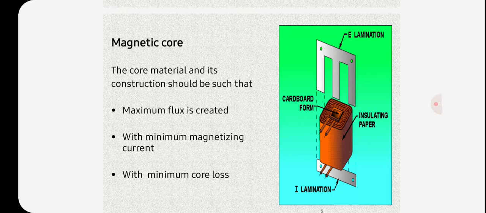So when we are using the butt joint, the reluctance of the magnetic circuit decreases. When the reluctance is decreased, the flux flows maximum, and the mechanical strength of the core also increases.